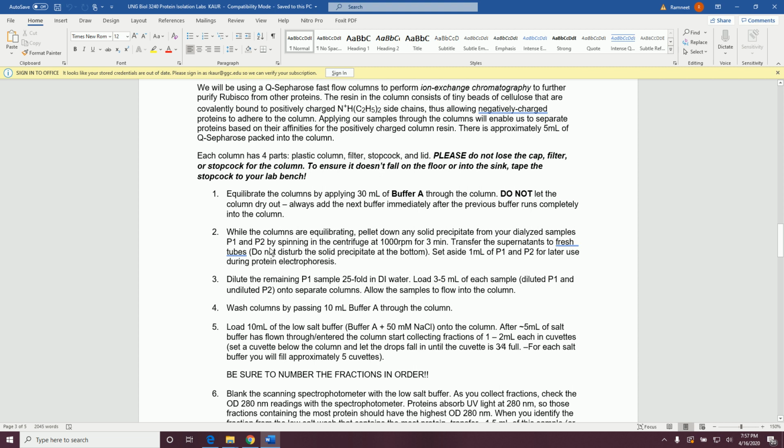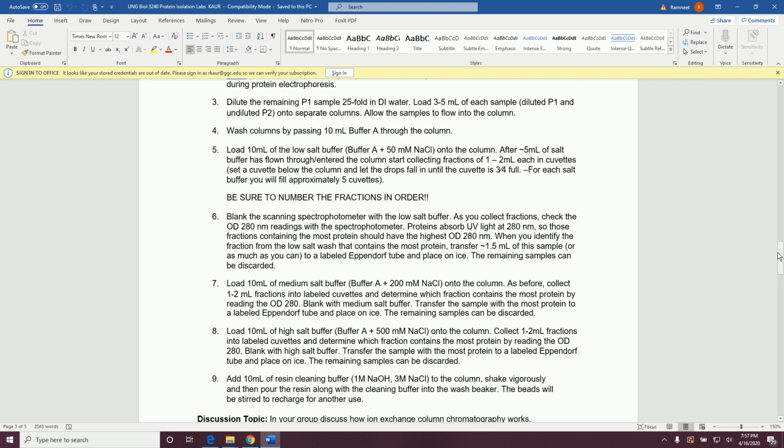What you are doing here is letting these dissolved pellets go through this column, and all the negatively charged proteins in the pellets will go and stick to the column, because the column is positively charged and Rubisco is negatively charged. After that you would have washed the column with buffer A, and then we have three different kinds of buffers.